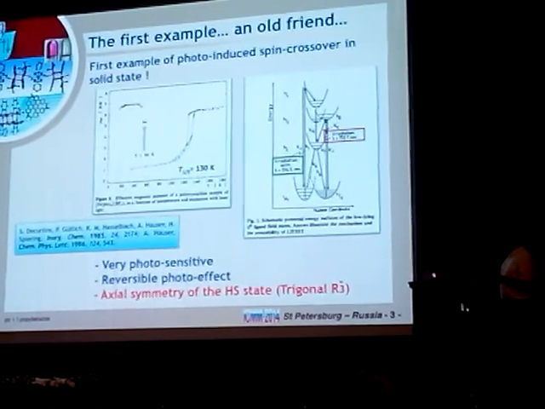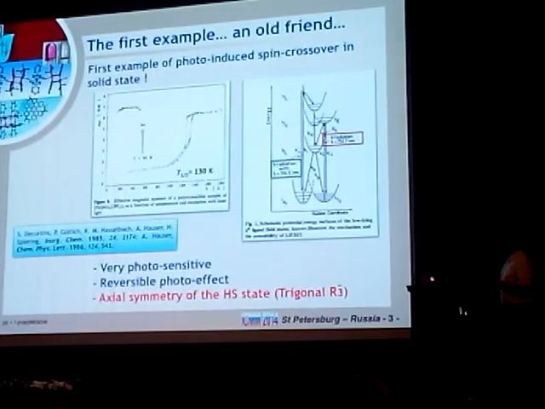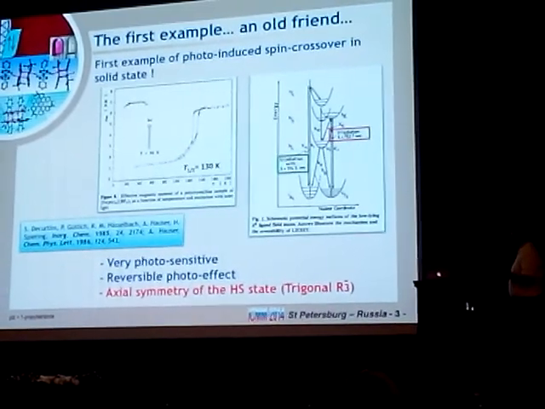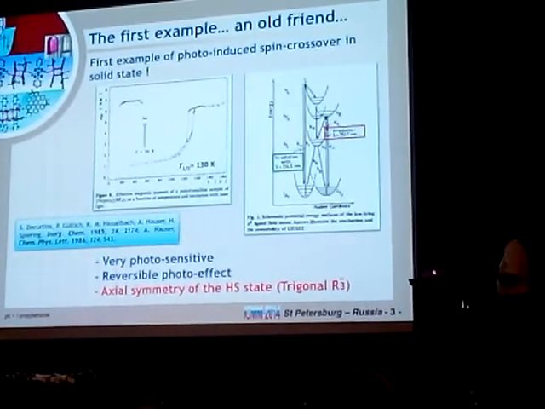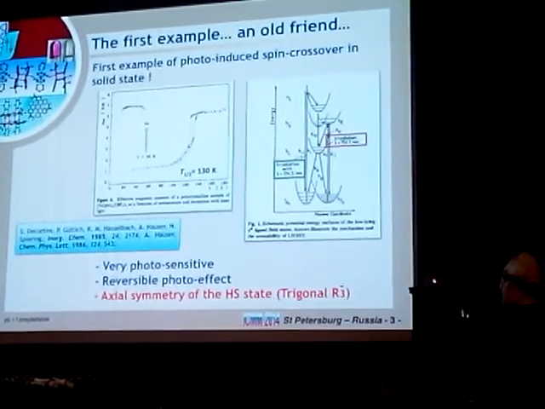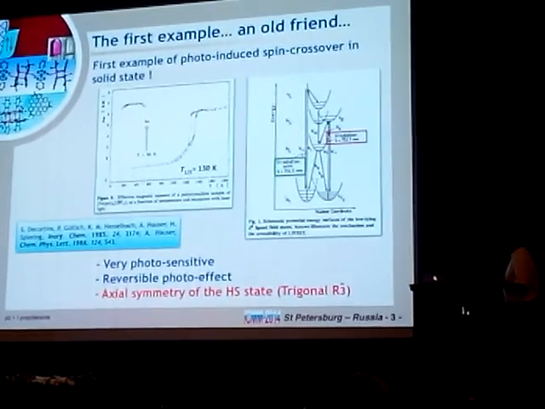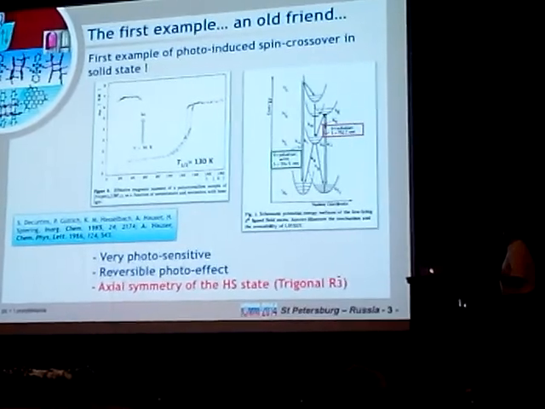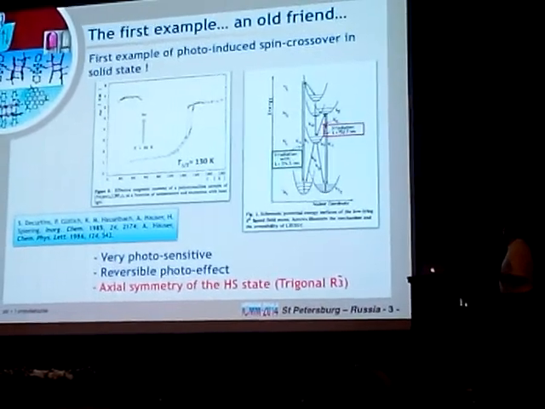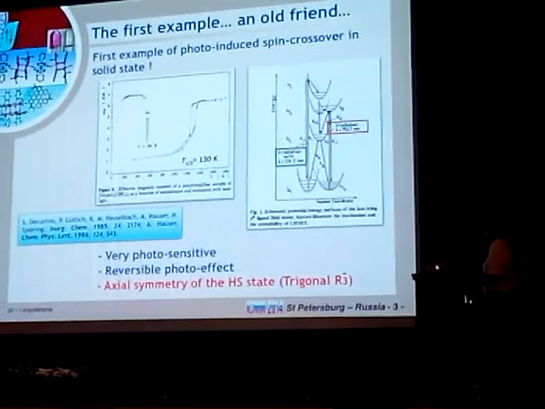And you can photo-excite the low spin state into the high spin state. You can use different light, and you can actually do that below 50 K. They have shown this compound is very photosensitive, so you don't need much light to irradiate it. Moreover, this effect is completely reversible: from the diamagnetic state you can photo-excite with green light to get the paramagnetic state, and you can do the reverse by using red light. So it's really a very nice compound.